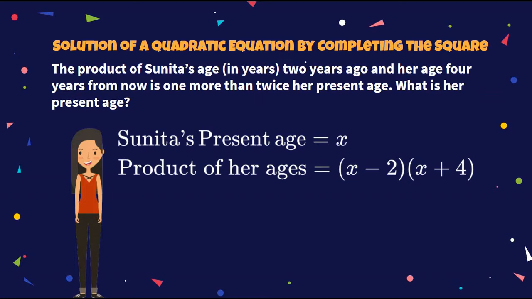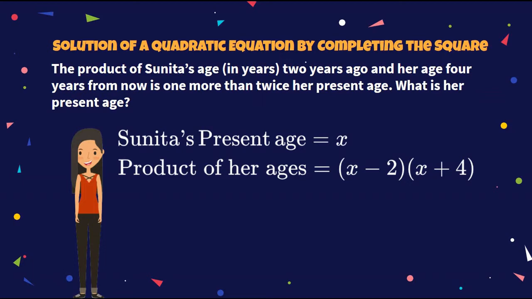Why did we take x minus 2? As the present age of Sunita was x, 2 years ago we take minus 2, as it was before. So x minus 2, and as they are saying in the future, we took x plus 4. We took the future as plus 4. So we have multiplied x minus 2 into x plus 4, which is the product of her ages.